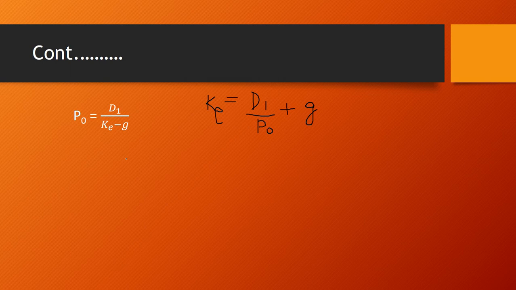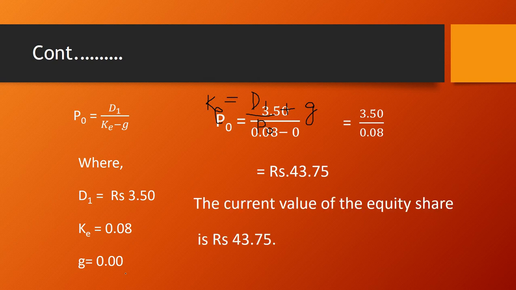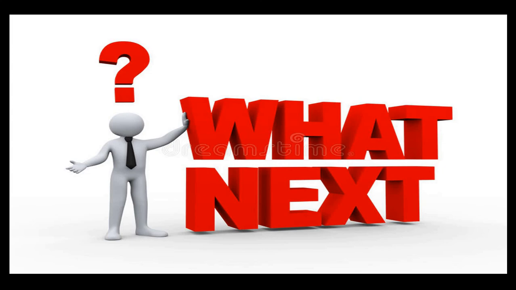If we solve it, D1 is given to be 3.5, K is 0.08 and the growth rate is 0. Now let's put all the values in. P0 is equal to 3.5 upon 0.08 minus 0. So we get the same thing, that is the cash flow divided by the rate. Your answer will be rupees 43.75. So I can say that the current value of the equity share is rupees 43.75.